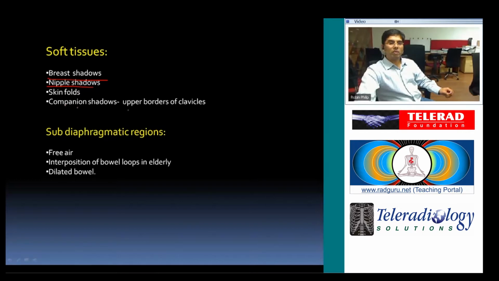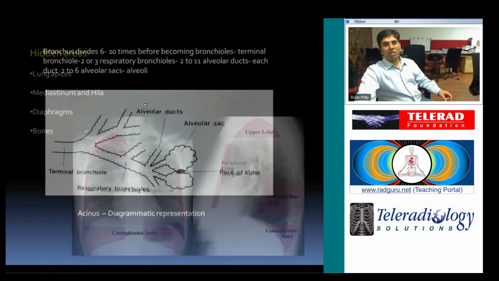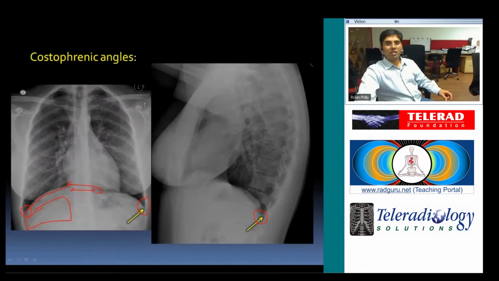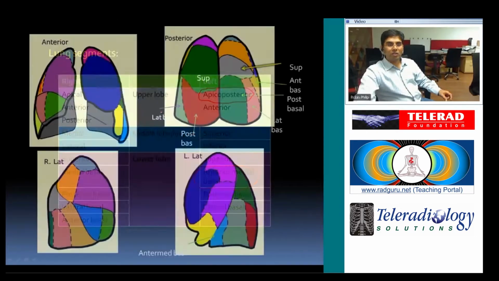And then companion shadows. Especially for the clavicles, you have companion shadows. I'll show that here. And see that. Yeah, I can see that. That is the companion shadow there. So make note of all that.